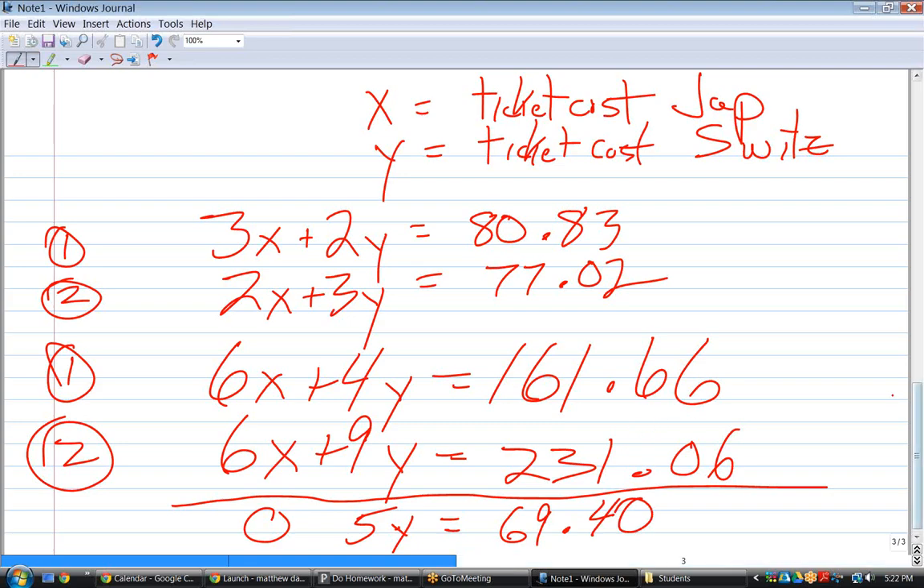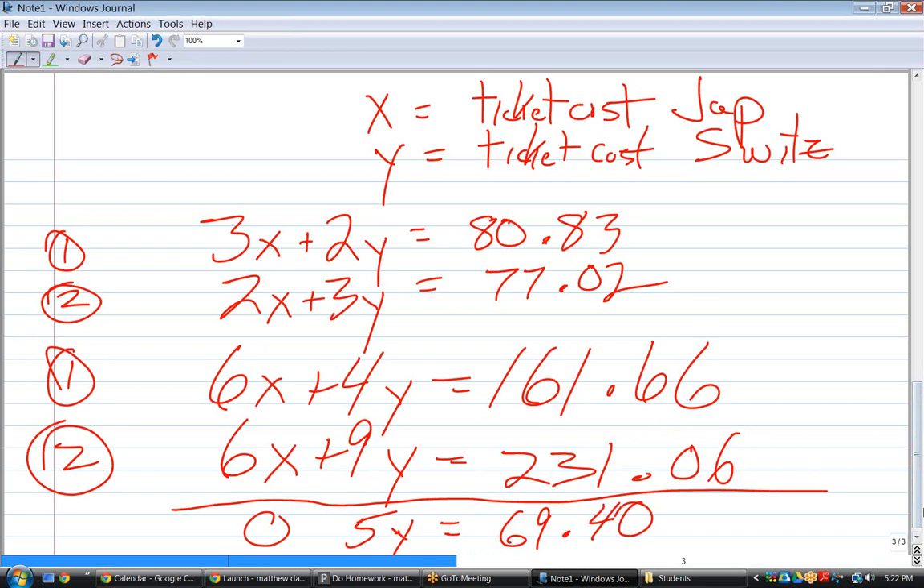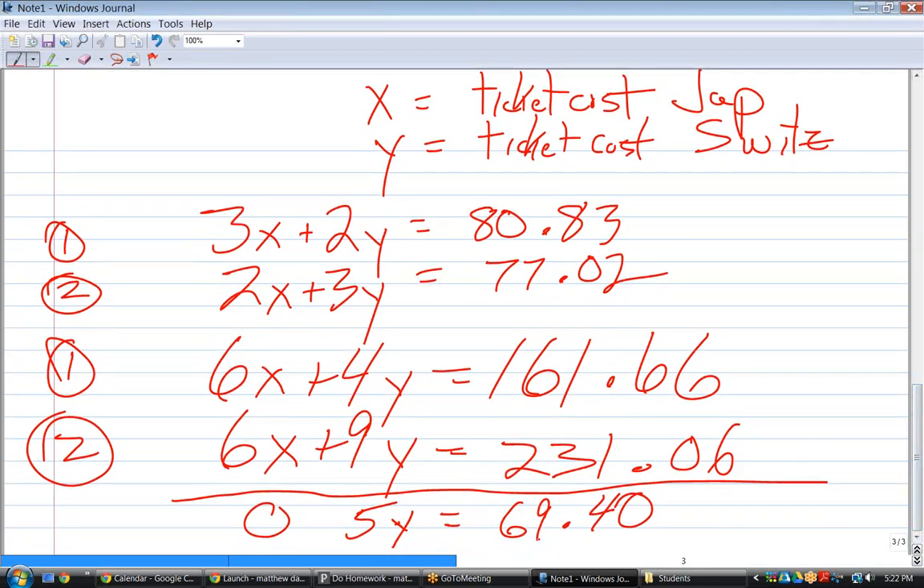Now, I can solve for y, and I find out what the ticket cost is in Switzerland. Let me grab my calculator. Do you have a number for that already? No. 69.4 divided by 5 equals 13.88. So y equals 13.88. Now, how do I solve for x?